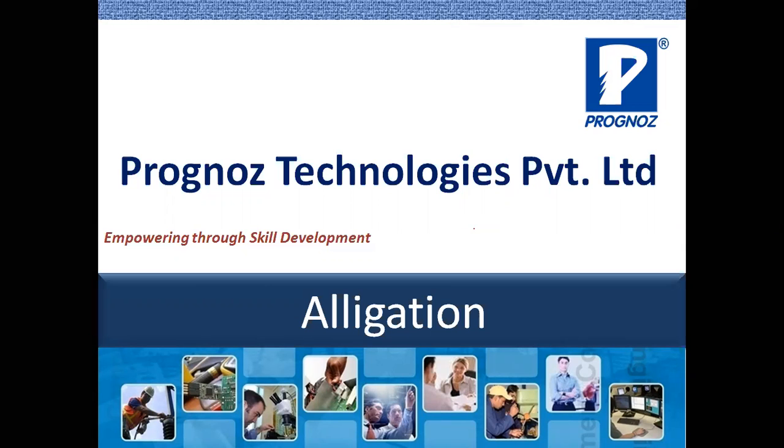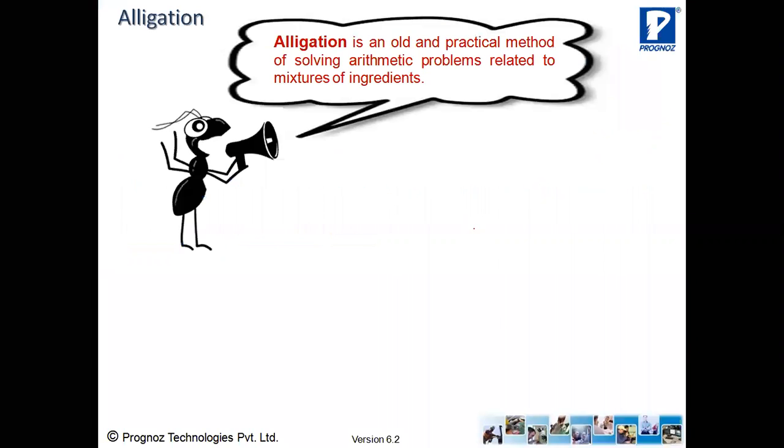This becomes very handy. So if you have expertise on this alligation, you can use this and solve problems in seconds, which otherwise the classical method will take you minutes. 4 मिनट का चीज आप 20 सेकंड में सॉल्व कर लेंगे इससे. ये फायदा होता है. So let's start this.